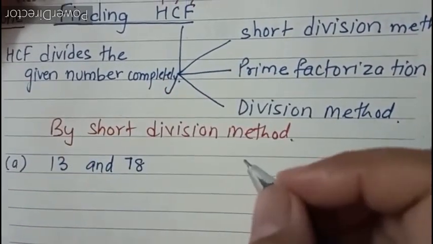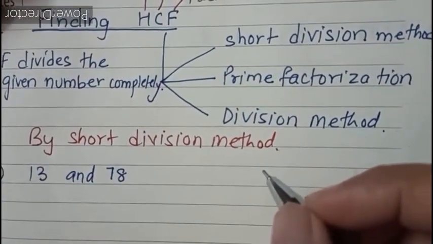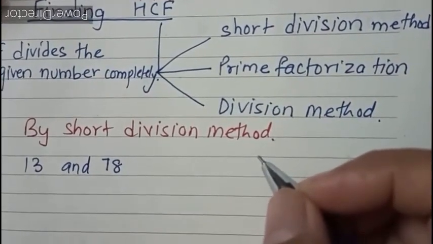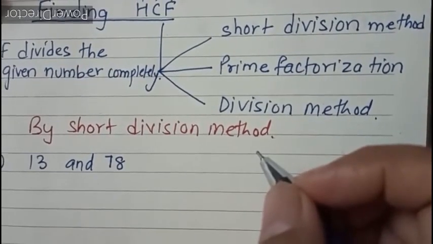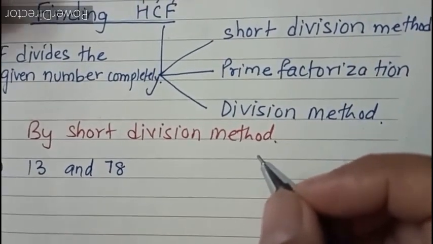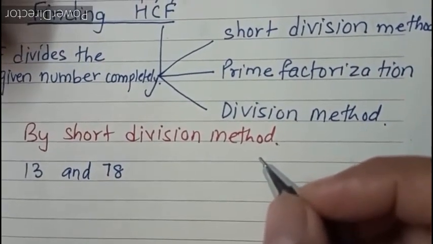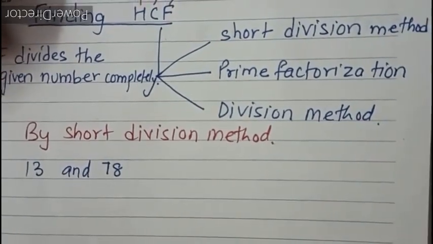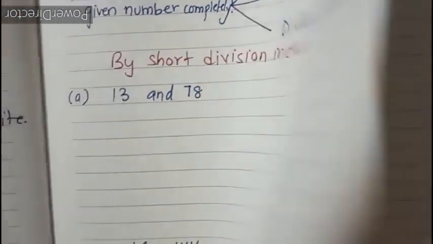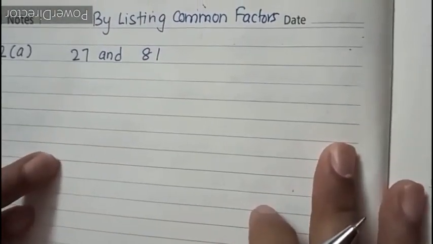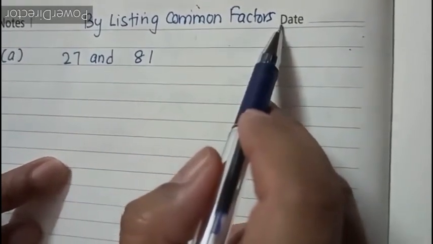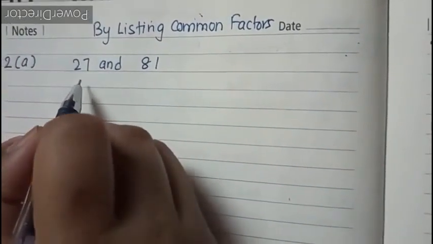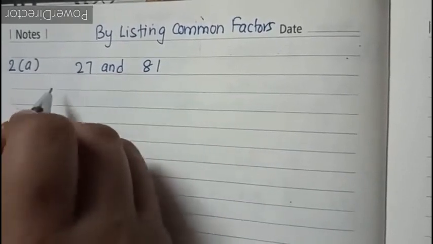There are various methods to calculate the HCF. One you did last year, where you make a list of all factors, then you find the common factors, and so on. So let's do that method first, which we did in the previous session. In class 4, you calculated HCF by listing the common factors. I've taken an example, 27 and 81.